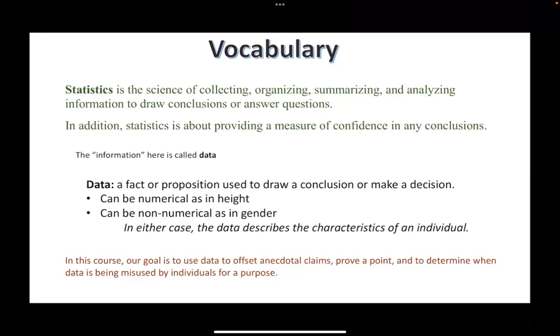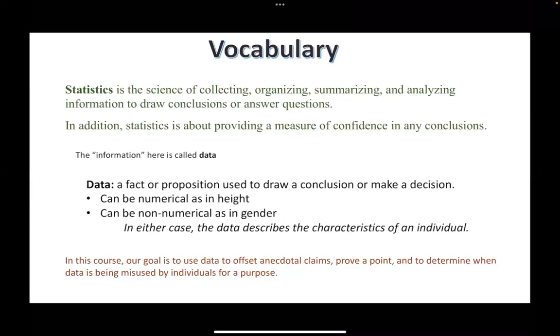So the information that we collect in stats is called data or data. I use both of them interchangeably, and it can be annoying to people, but I apologize. It just is what it is. And data is plural, which annoys me, and I probably won't use it as plural all the time because we say things like data are rather than data is, and it's just weird. So the data is a fact or proposition. We use it to draw a conclusion or make a decision. Sometimes it's numerical, sometimes it's non-numerical, but it describes some sort of characteristic.